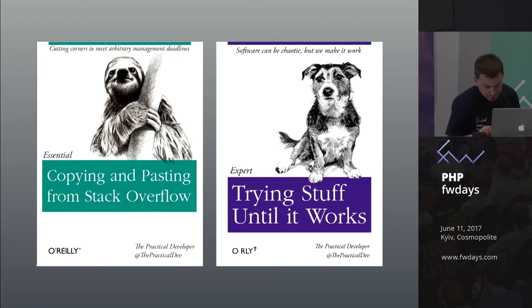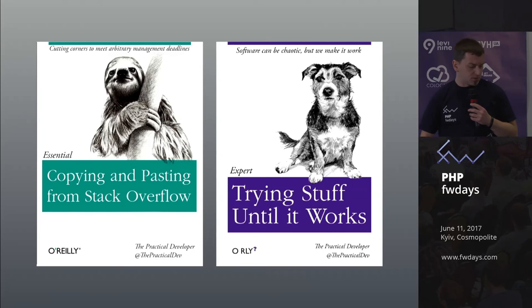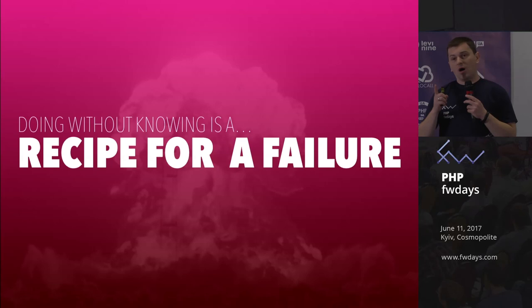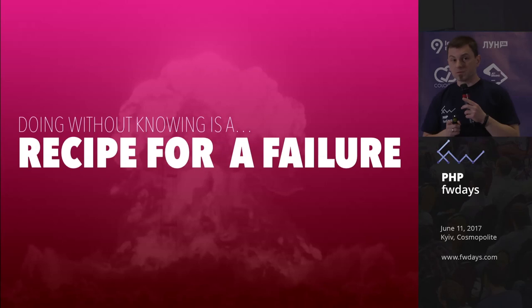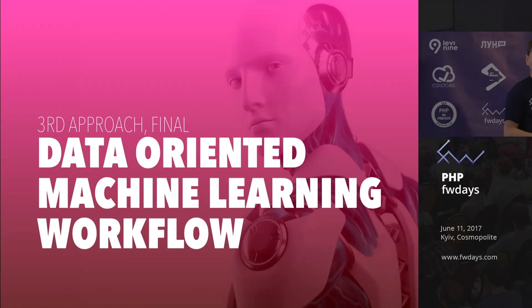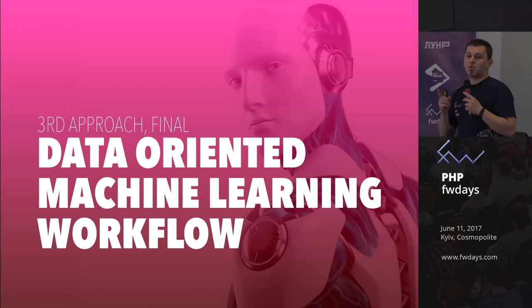The interesting stuff and the reason for this, and the thing to remember, is that doing without knowing is a recipe for failure, always, no question about it. We failed because we didn't know how machine learning works and what we should do to work with it. And the third and final approach was a data-oriented machine learning workflow, where the machine learning algorithm wasn't the most important part of this approach, because the algorithm is not the most important part.